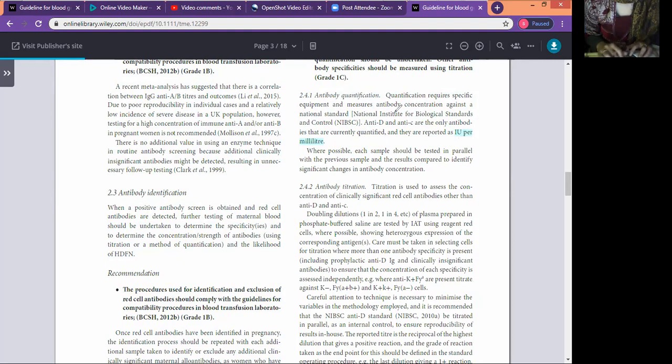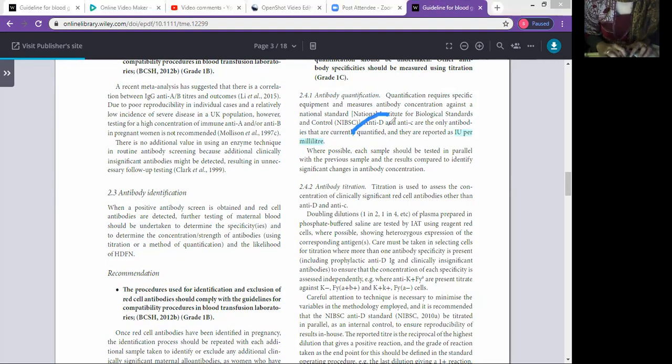So this is what needs to be done for the anti-D and C antibodies. That is, they are measured using those continuous flow analyzers.